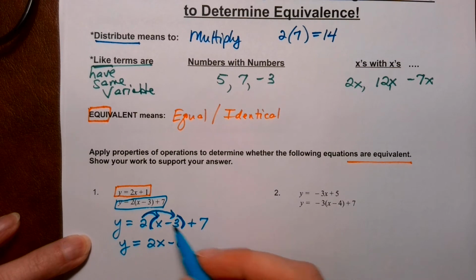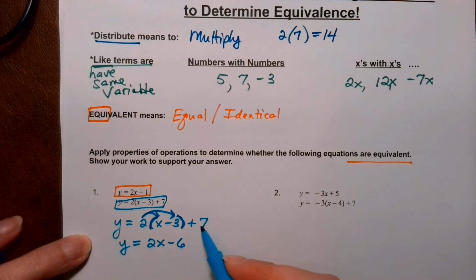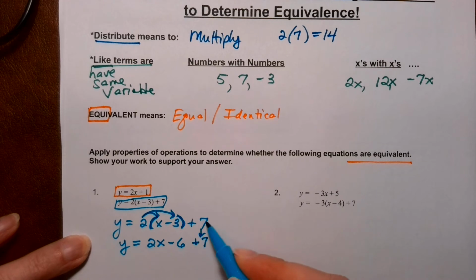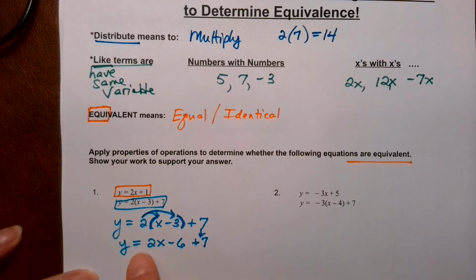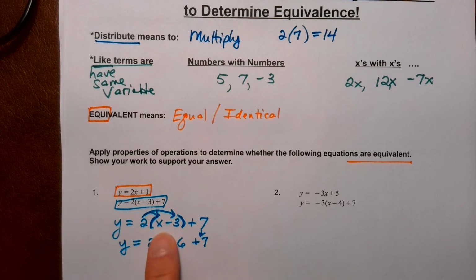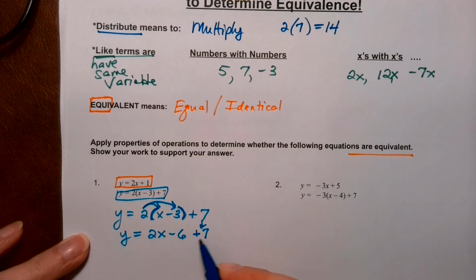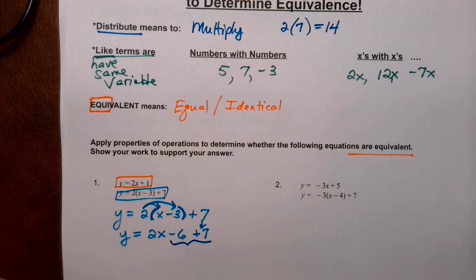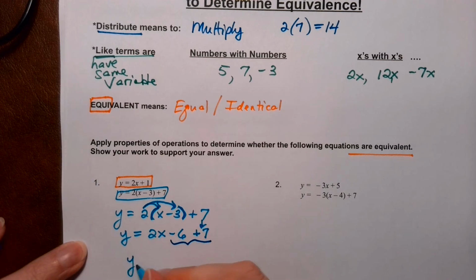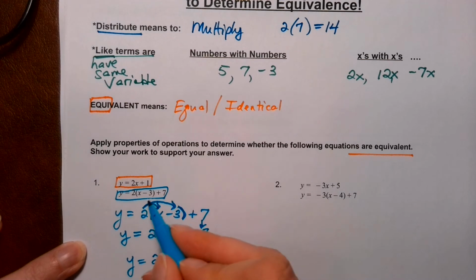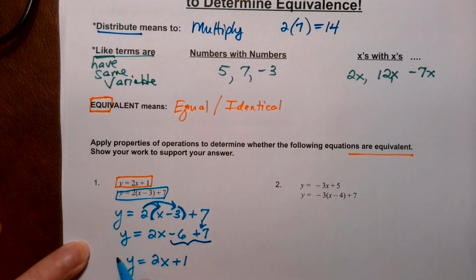Now, does the 7 also get multiplied by 2? The answer is no. Why not? Well, it's not in the parentheses. This one, you're just going to drop it like it's hot. The 7 does not get multiplied, but we're not done yet. I did the distributing part, but now I have to combine like terms. I see x's, and I see numbers and numbers. So these numbers are going to be combined together, and what we have here is 2x plus 1.